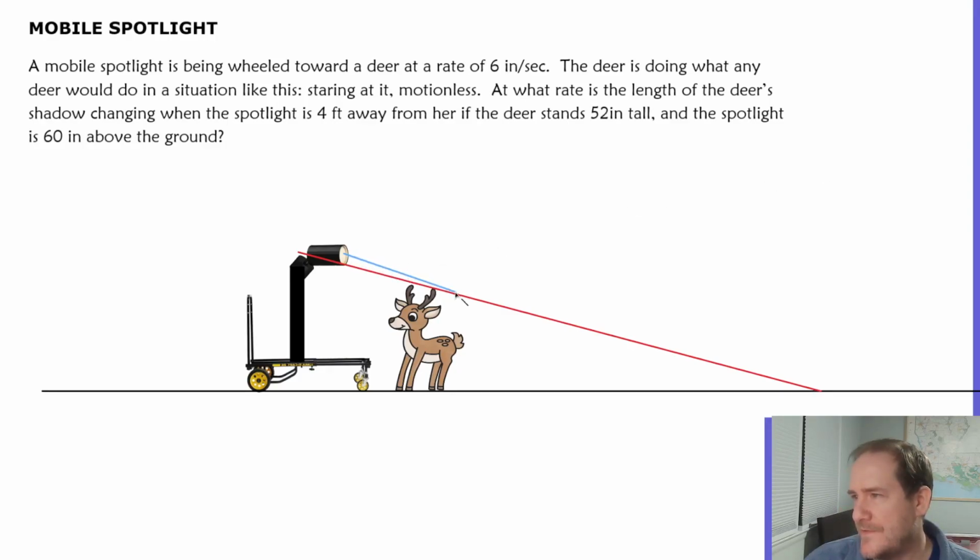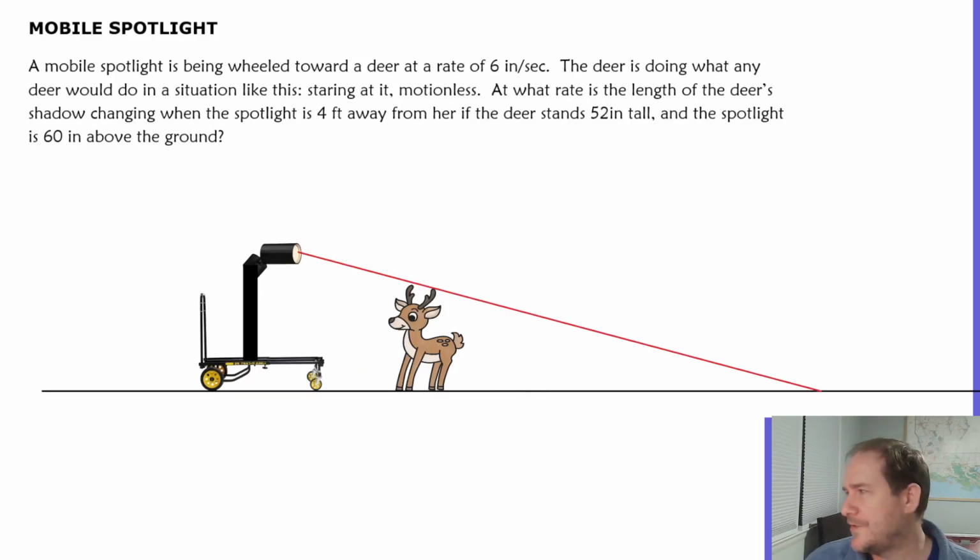So if I have the light come out, hit the tip of his antler, and go here, then we can see that as this trolley brings the spotlight closer and closer to the deer, his shadow is getting smaller, smaller, smaller. All right. Again, don't draw too many triangles, you'll confuse yourself.